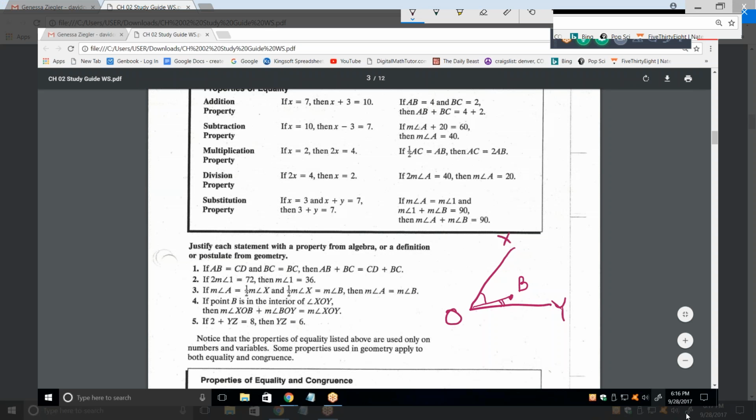It'd be substitution? No, it's either the addition, or the angle addition, the angle segment. You know what I'm saying? In other words, what they're saying is angle 1 plus angle 2 equals the full angle XOY.